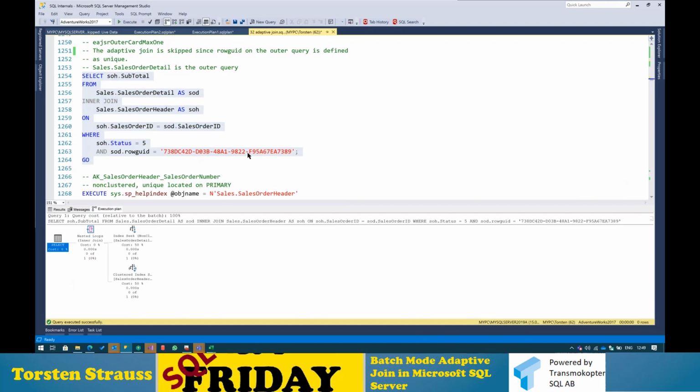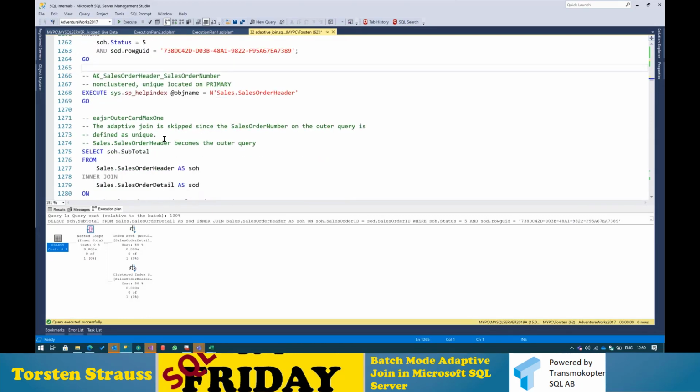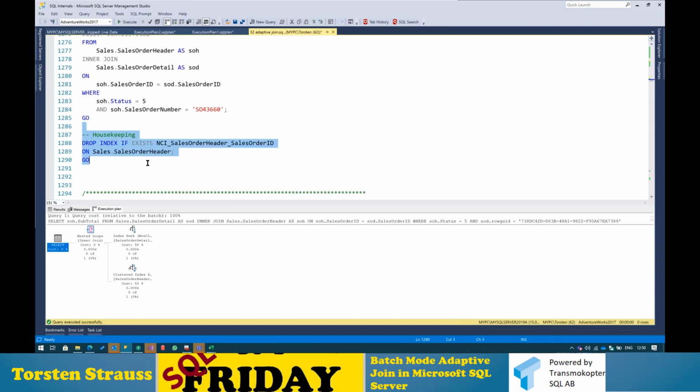SQL Server always knows that the number of records coming from this table, sales order detail, will be 1. So there is no reason to think about a hash match alternative. Okay, I can skip this one.